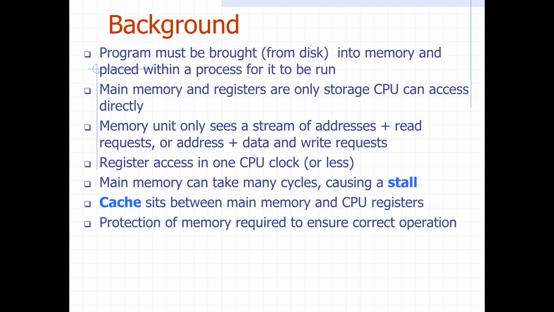So for example, a CPU cannot access a program or a file that is in a hard drive or is on a disk. It must be loaded into the main memory in order for the CPU to access it. So the memory unit only sees a stream of addresses plus read requests, or address plus data and write requests.